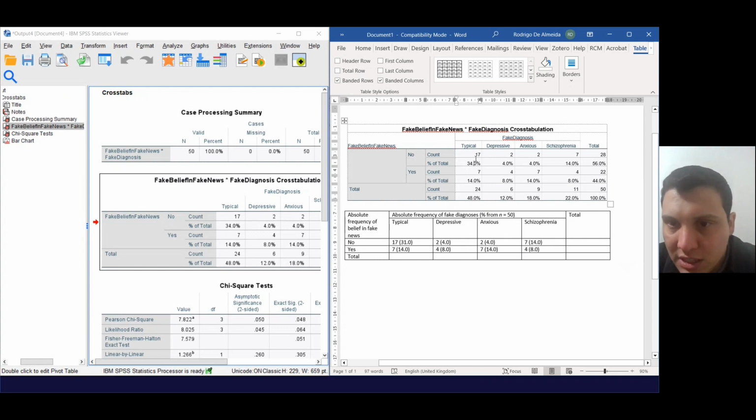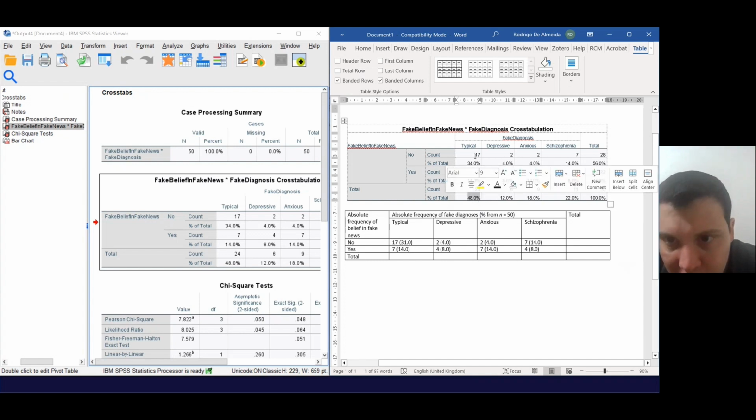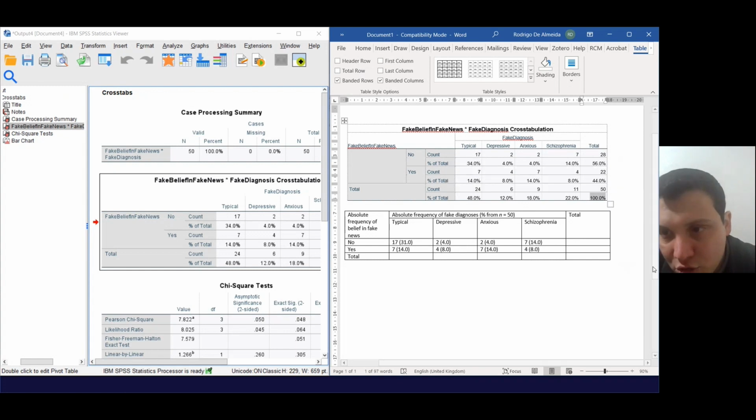No, it's not 34% out of typical people, because here 48% of the whole sample is typical. Out of these 48%, 34 are typical and do not believe in fake news. 14% are typical and do believe in fake news. So these percentages come from this 100%, which is the 50 people. Okay, so these are the intersections between the two variables.